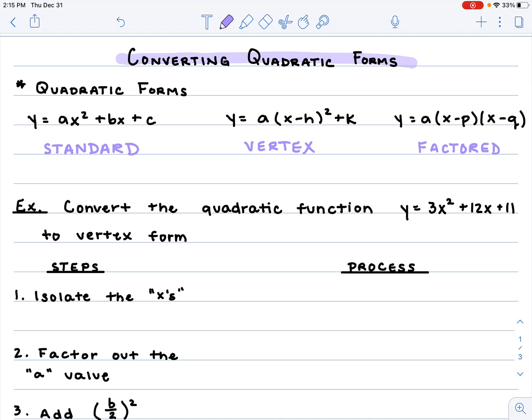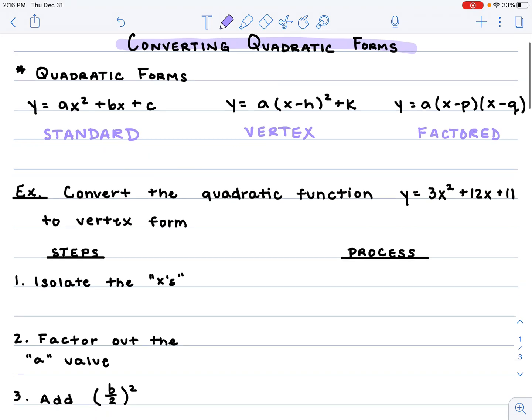So today I'm going to teach you both ways. I'm going to teach you how to go from standard form to vertex form, and I'm going to teach you how to go from factored form to standard form. So I'm going to teach you a couple different things today.